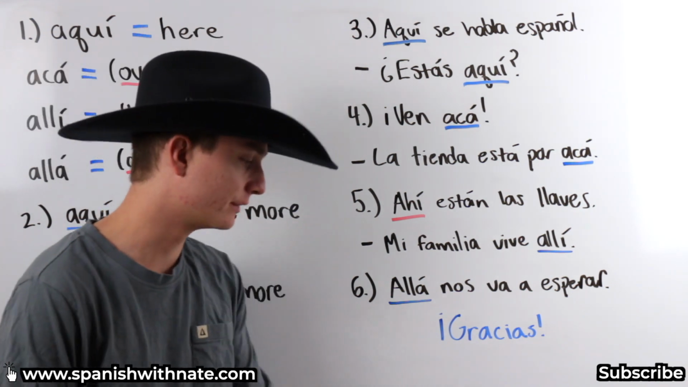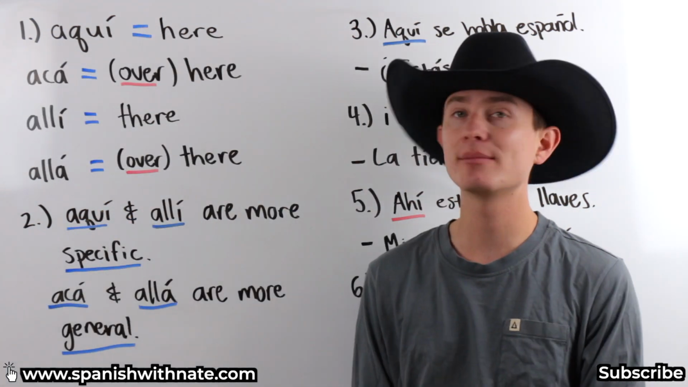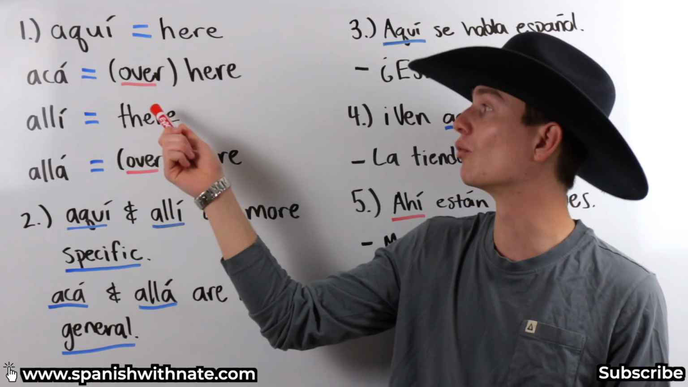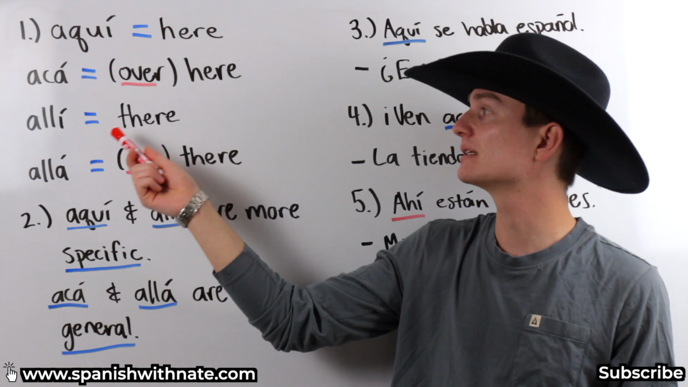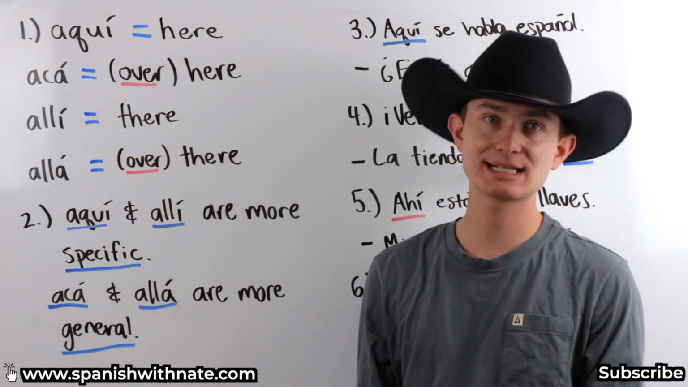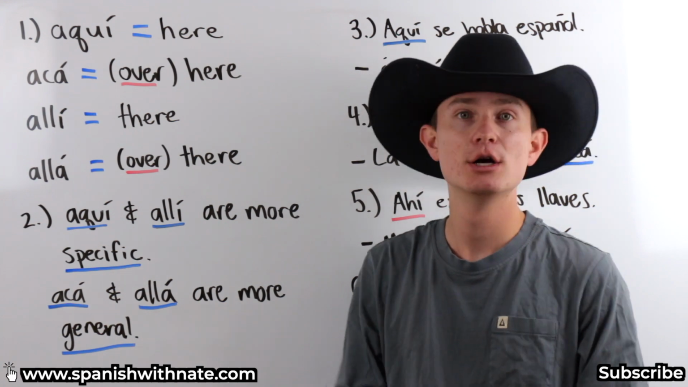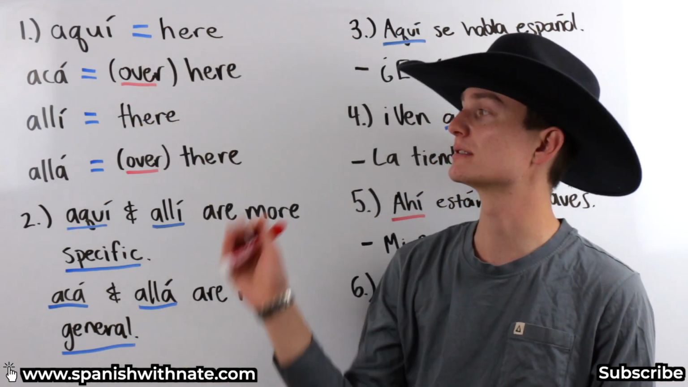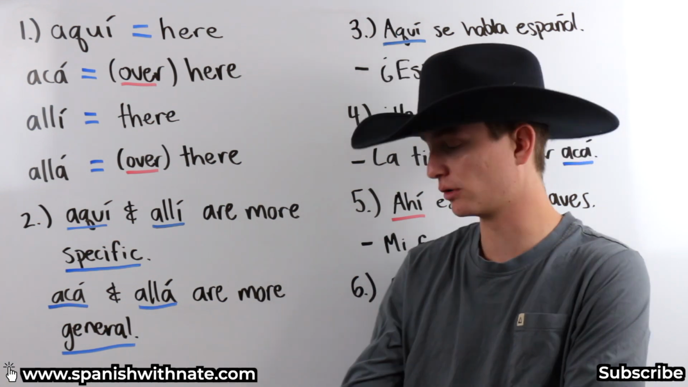But like I said, if you're going to remember anything from this lesson, just remember that aquí means here, acá means over here or around here, ahí means there, and allá means over there. That's the most important thing to remember from this lesson. Don't overthink it, don't overcomplicate it. This is the general rule here. So as long as you got those down, you will be golden.